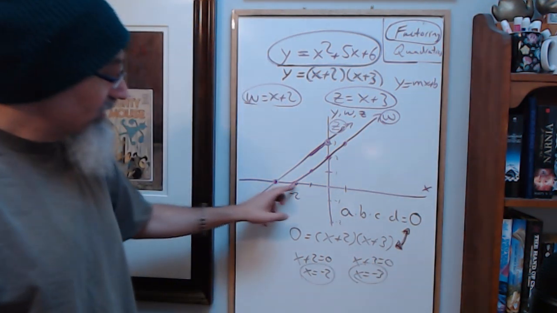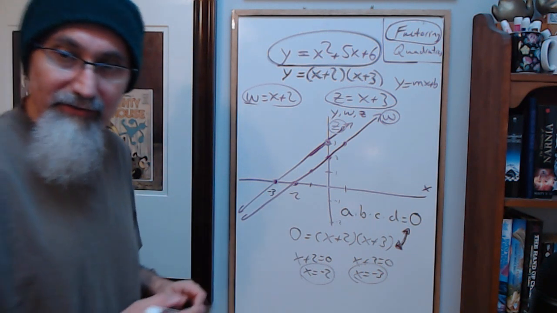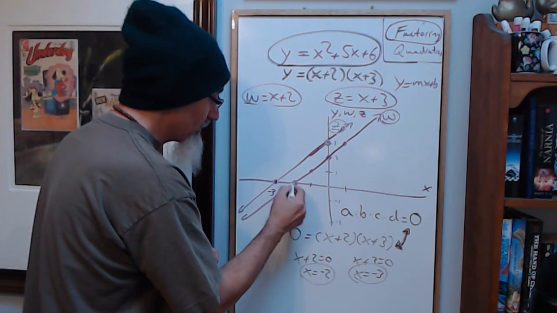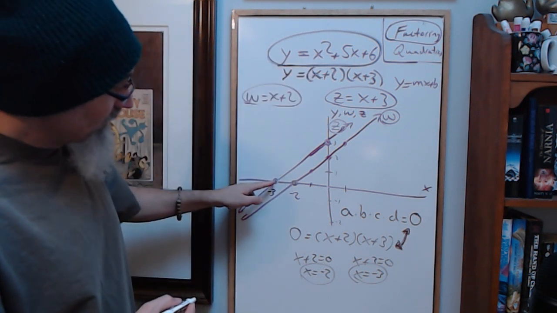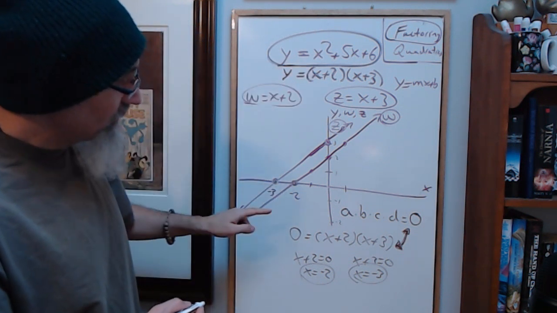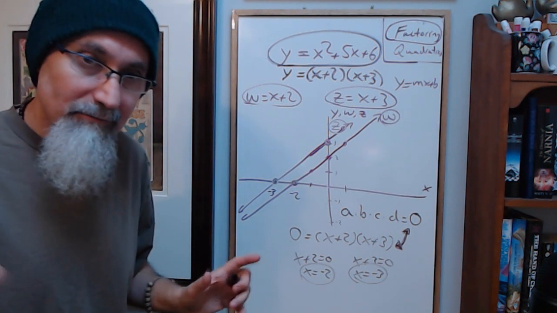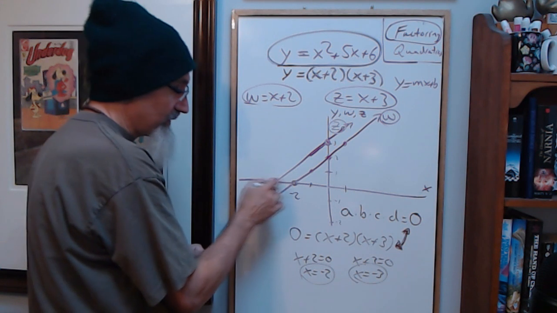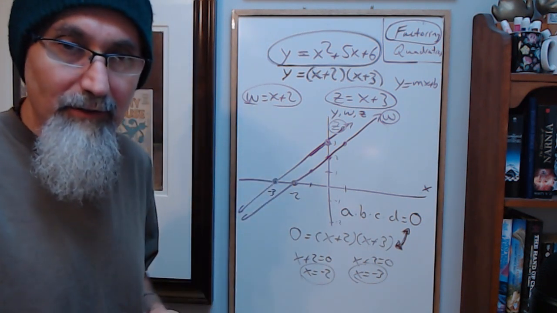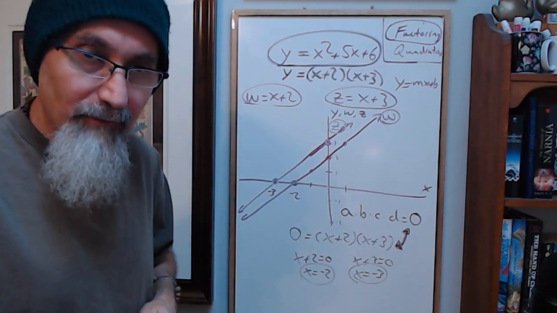Oh, wow, cool. It's at the same place. So this function crosses the graph here and here. We don't know how it looks aside from that, but we know that it crosses the x-axis here and here. Very cool, right?